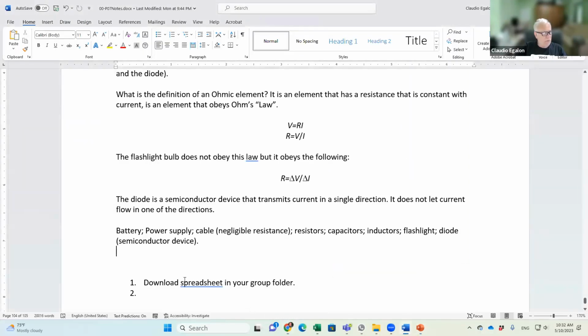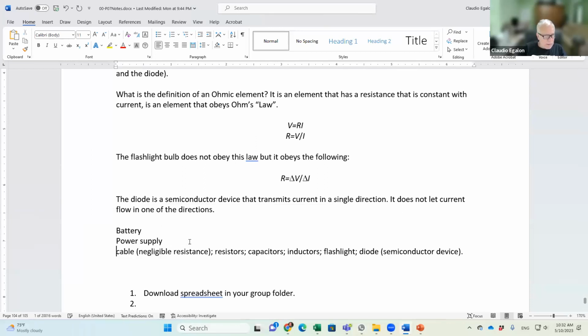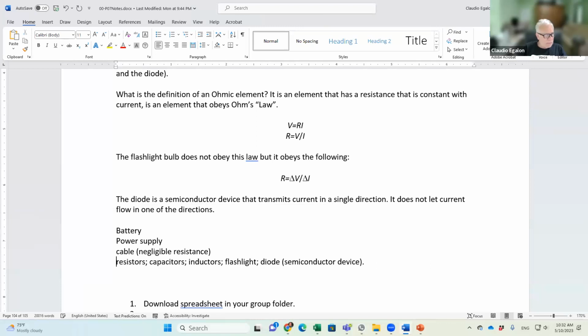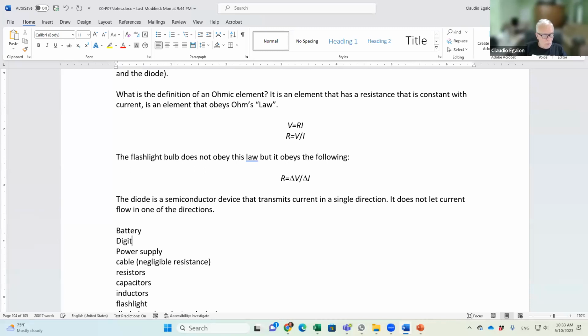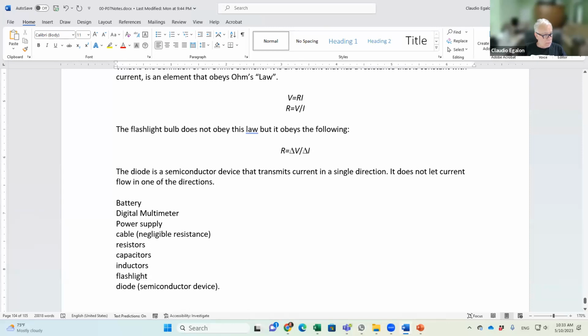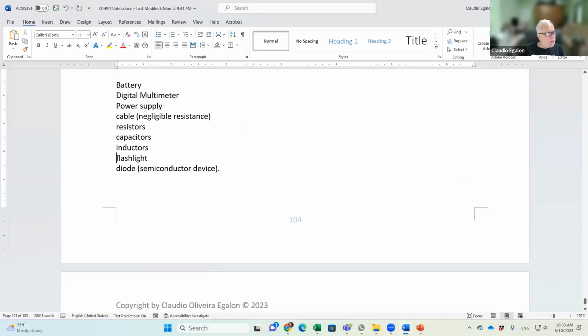Let's go back here. Okay, in your group: battery, power supply. Those are all the devices that I have introduced you to. And oh, there is also the proto board, negligible resistance. They didn't put the proto board here. Oh yeah, there's also the multimeter. Hey, I'm forgetting a bunch of things here in my list. Battery, power supply. Let's put digital multimeter here. And which other one? Diode, semiconductor device. Oh, the proto board. I'm going to put the proto board. Those are devices that I mentioned both in my lecture and the lab. Prototype board or proto board.